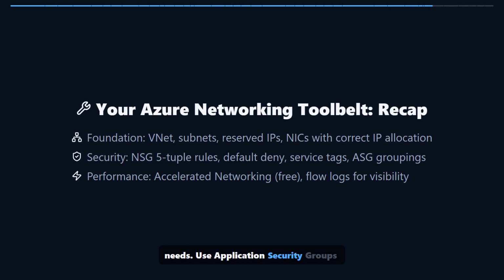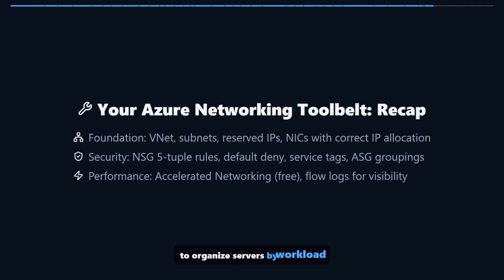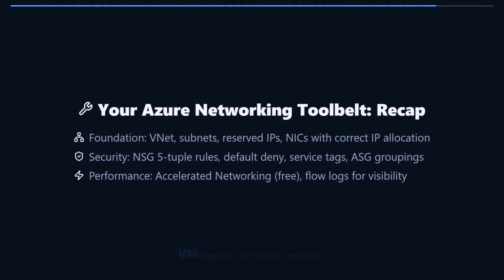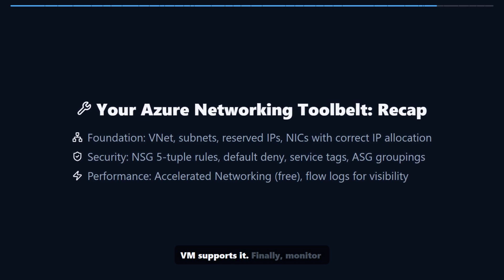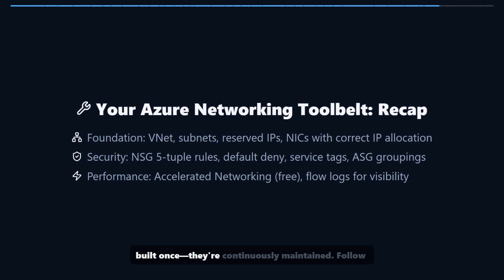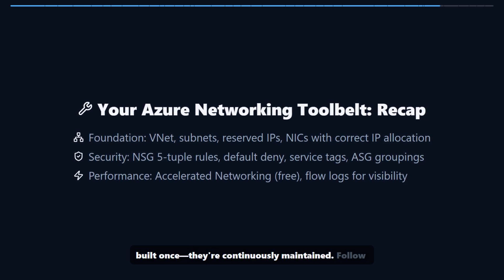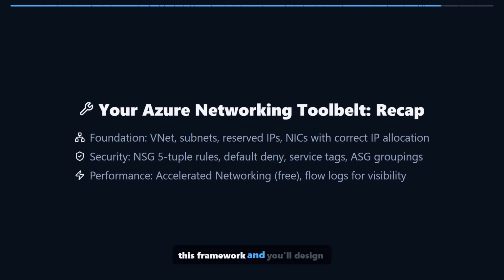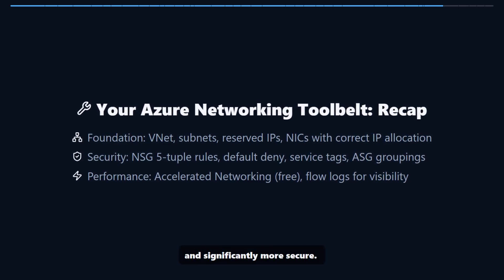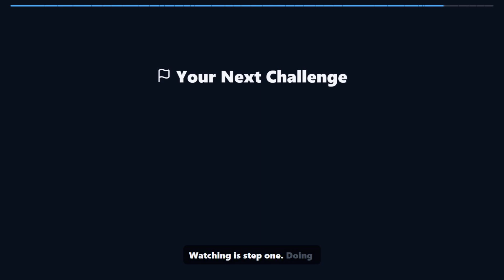Use application security groups to organize servers by workload instead of individual IP addresses. Enable accelerated networking whenever your VM supports it. Finally, monitor and review your security rules regularly, because secure networks aren't built once. They're continuously maintained. Follow this framework and you will design Azure networks that are easier to manage, easier to scale, and significantly more secure.